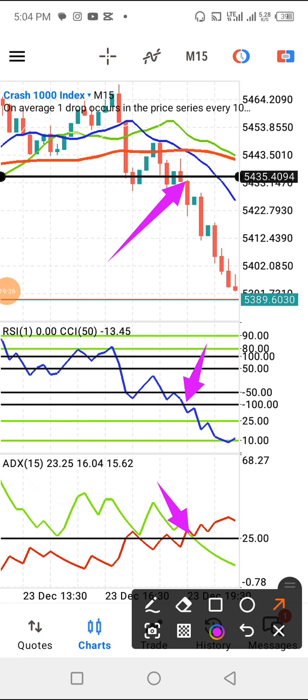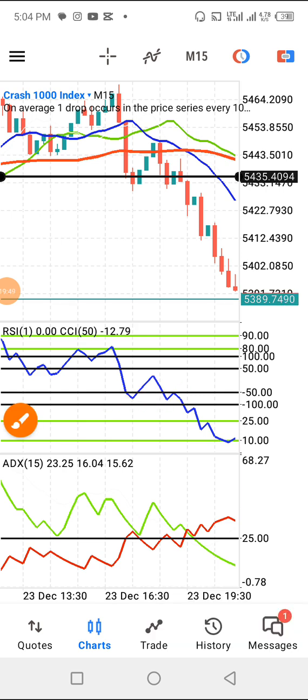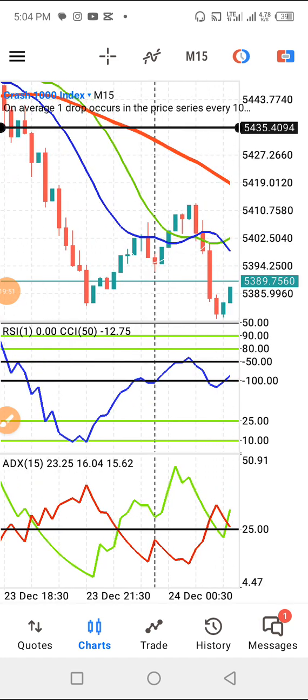Now this may take about 2-3 hours before all these things came to play. So you should always be patient to see a confirmation that you need for entry, right? So at the end of the day, what happened? Now, if you have taken your sell at this point, what will have been your chances? You will have made much profit compared to what you experienced initially.